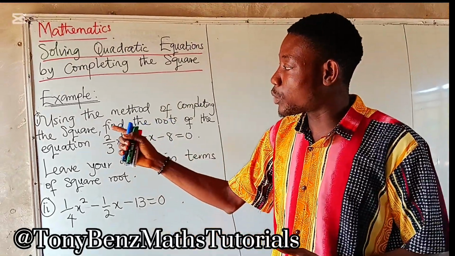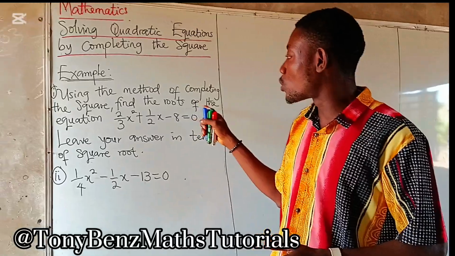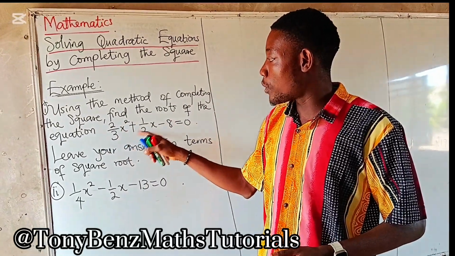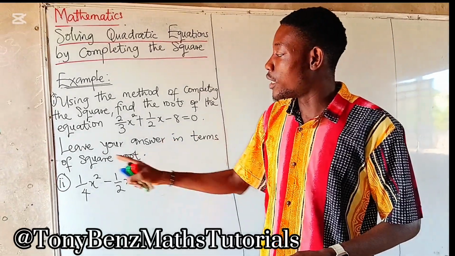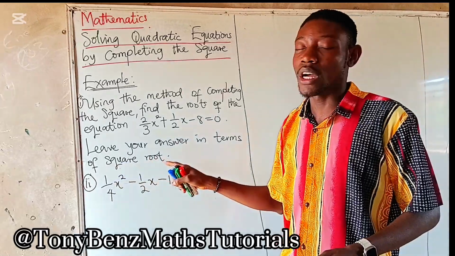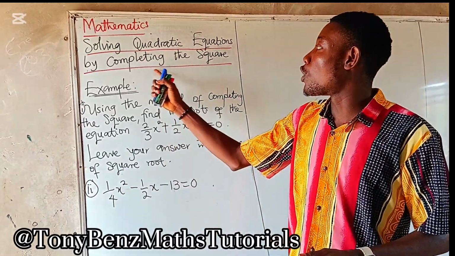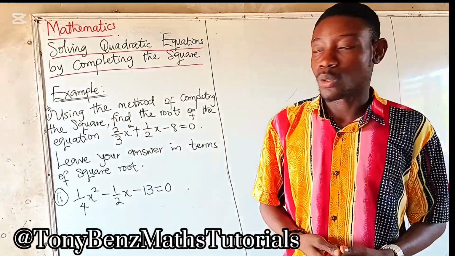Today we'll be looking at this question. It says, using the method of completing the square, find the root of the equation 2 over 3 x squared plus 1 over 2 x minus 8 equals 0. They said leave your answer in terms of square root. Let us look at how we can resolve this question using the completing the square method.